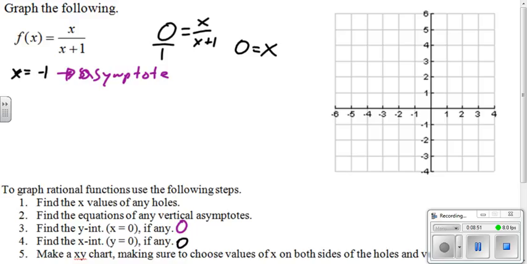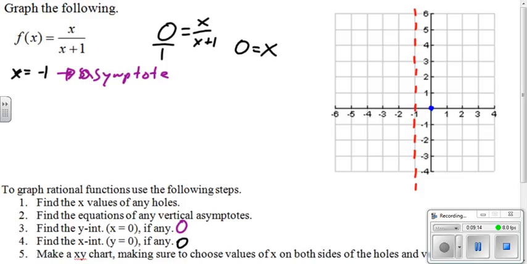So let's draw out what this looks like so far. We know that there are no holes, but that we have a vertical asymptote at x = -1. So that's going to go right here. And we know that our x and our y-intercept is the point (0, 0). So we're most of the way there now.